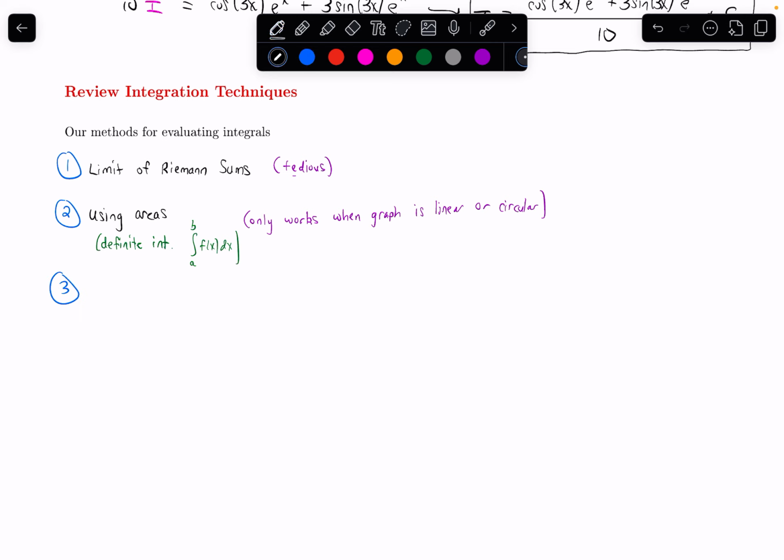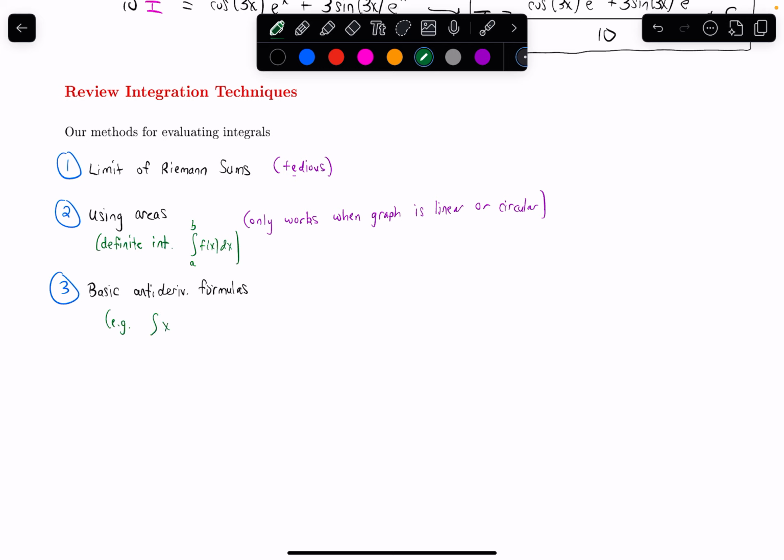The third way that we learned was with our basic antiderivative formulas. So we could do integrals using those basic antiderivative formulas. So let's give an example.